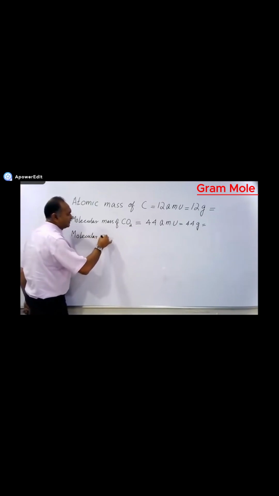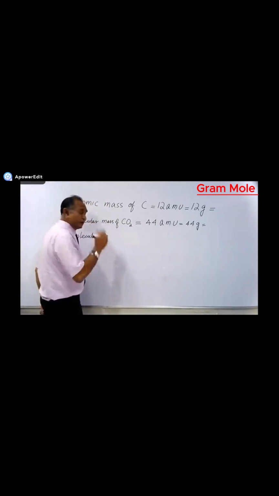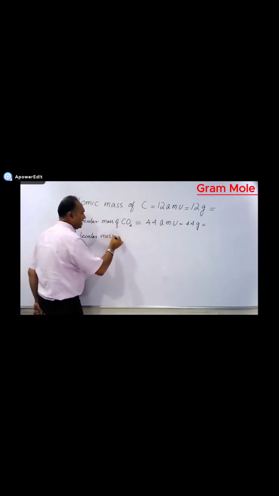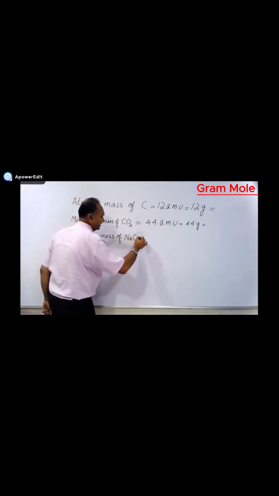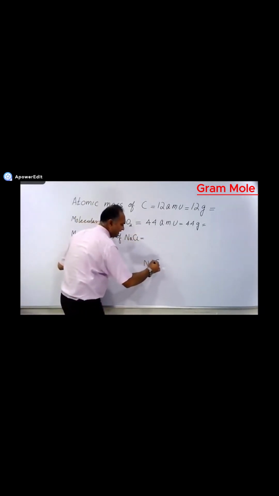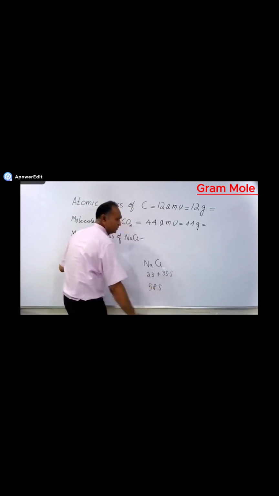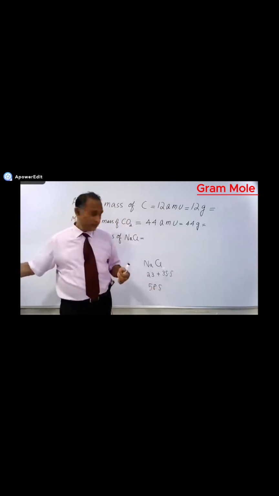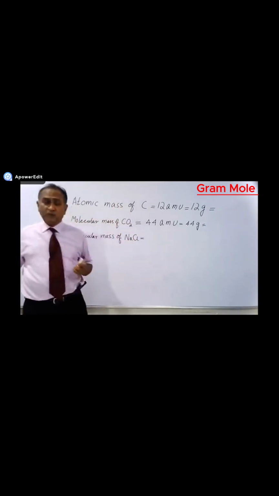Molecular mass. I will ask a question right now. Be careful. Molecular mass of NaCl. NaCl, Na 23, chlorine 35.5, 58.5. Okay? So the mass of NaCl is 58.5.